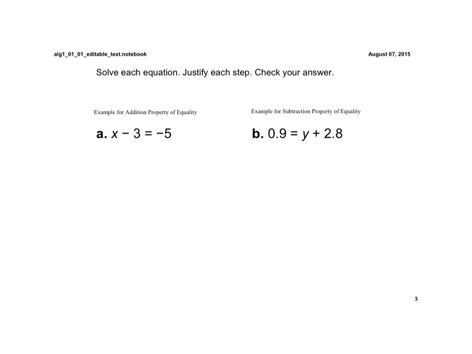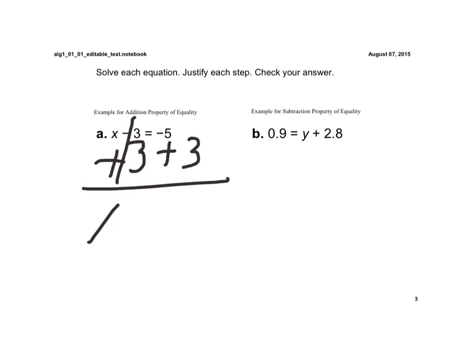So to get x by itself, since we're subtracting 3 from x, we're going to undo that by adding 3 to both sides. So now this goes away and we have x equals, because that's the only thing left on the left side, and negative 5 plus 3, so we have different signs. So different signs, we subtract them. 5 minus 3 is 2. And we take the sign of the larger number to get x equals a negative 2.